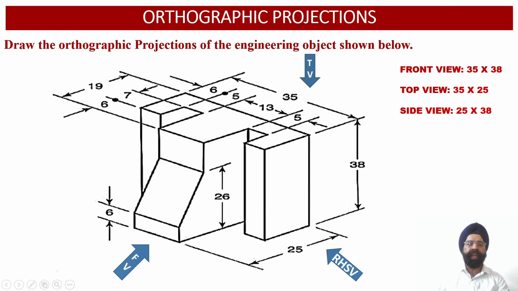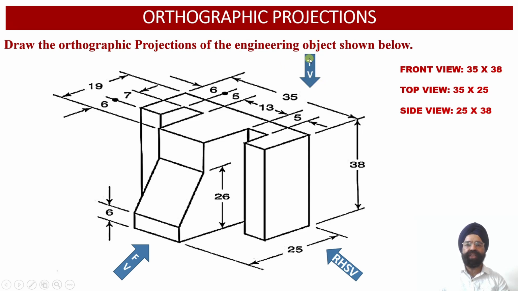So in order to obtain the orthographic projections of the solid, we are required to evaluate the dimensions of the front view face, the top view face and the right hand side view face corresponding to the solid. Now when we observe the solid from the front view orientation, we observe that the width of the solid is equal to 35 millimeter, while the height of the solid is equal to 38 millimeter. So the front view face of the solid will have the dimensions 35 millimeter by 38 millimeter.